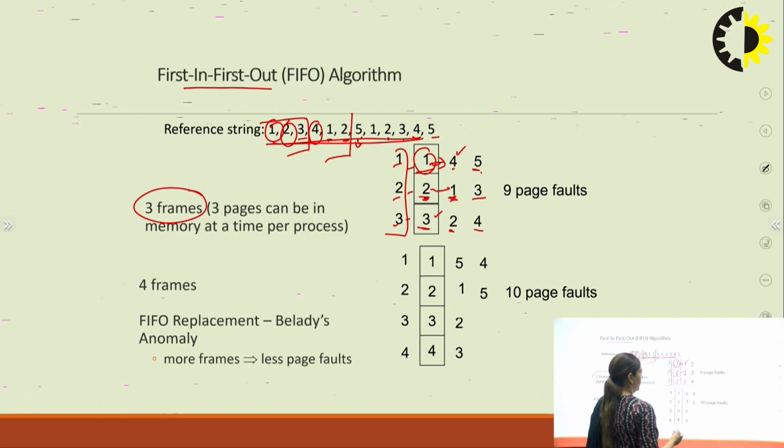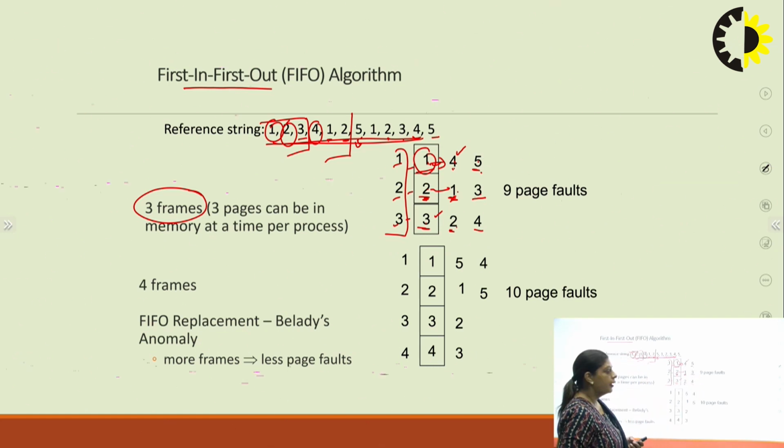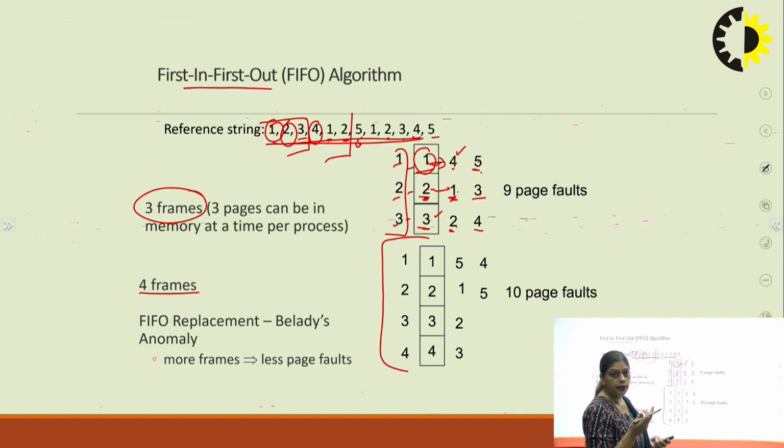Now what will happen, if we count, we have 1, 2, 3, 4, 5, 6, 7, 8, 9 page faults, right? 9 page faults are there when we have 3 frames. Now we increase the number of frames. That means we are increasing the size of the memory. According to the logic, if we are increasing the size of the memory, the number of page faults should decrease. Now let's see. 1, 2, 3, 4, right?